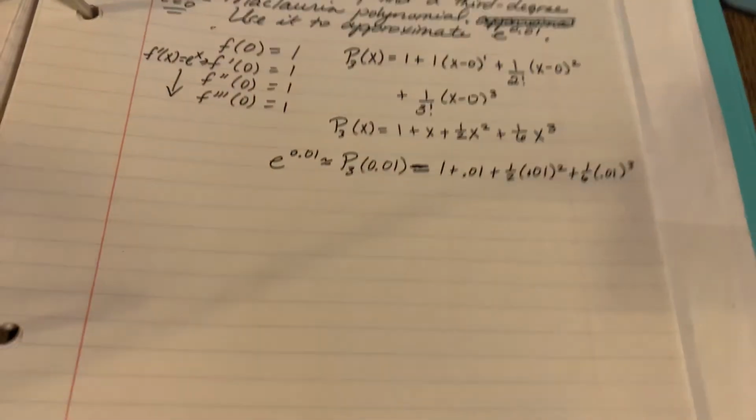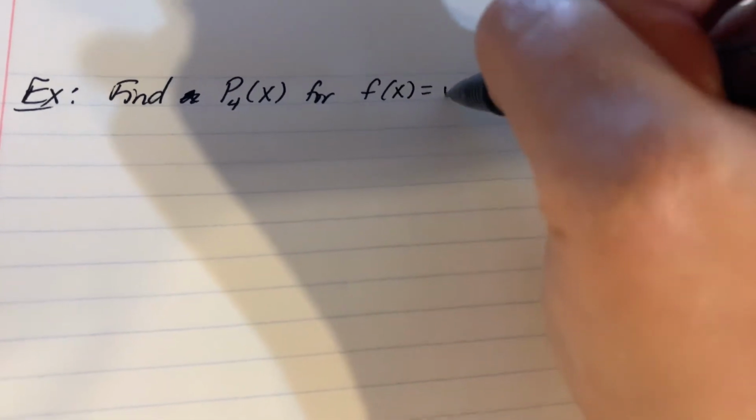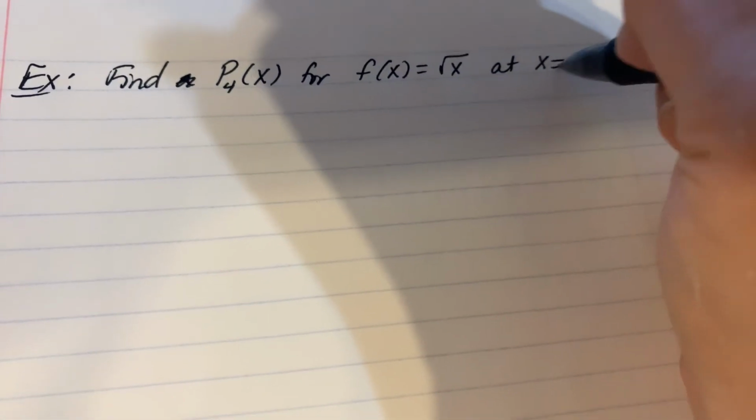Let's do another one. I think I'll turn the page. Find P4 of x for f of x equals the square root of x at x equals 1.